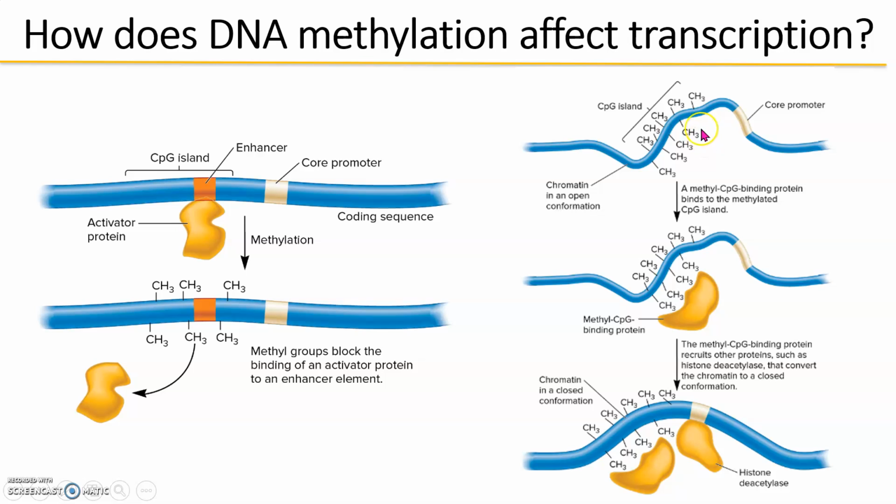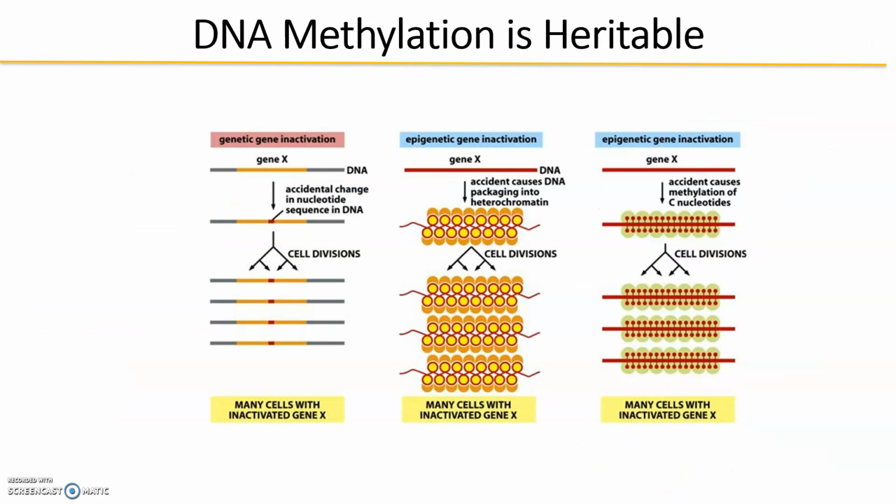The other way is when you have these CpG islands that are methylated, they can attract methyl CpG binding proteins. Now those proteins can come in and recruit other proteins that can cause this chromatin to revert to a closed formation, okay? So methylation can physically block the activator proteins from getting into the enhancer, or it can recruit proteins that change the chromatin structure. So that's 2 ways that methylation can inhibit transcription, okay? Methylation tends to inhibit transcription.